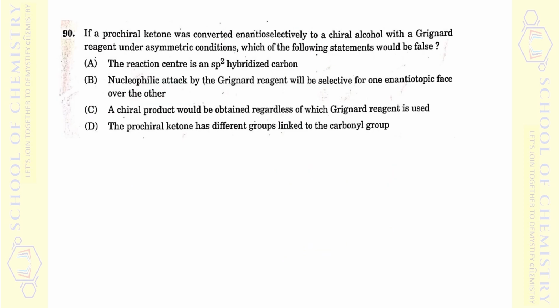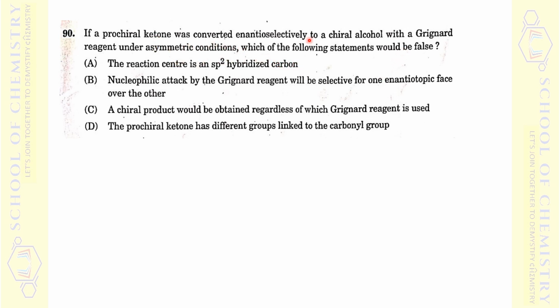The next question is about prochirality. They have given a statement: if a prochiral ketone is converted enantioselectively to a chiral alcohol with a Grignard reagent under asymmetric conditions, which of the following statements would be false?